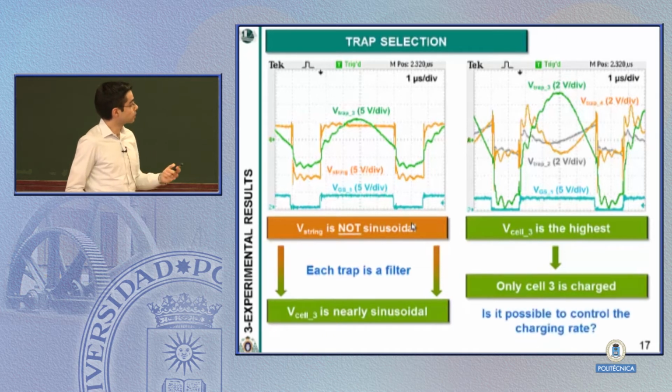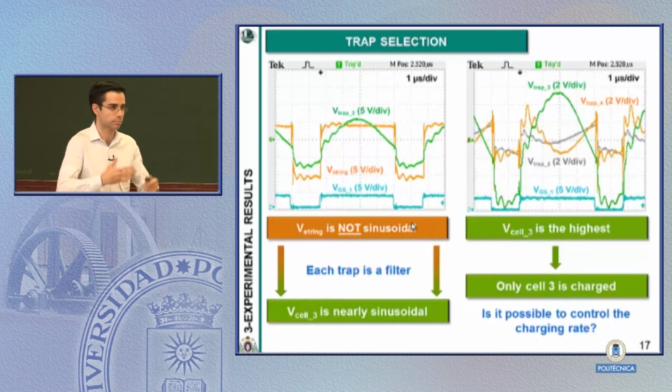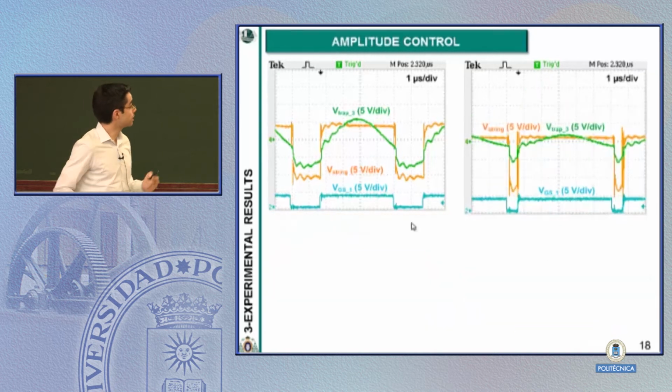Now the question is, okay, I can select the cell. I can say, let's charge cell 3 or cell 2 or cell 4 or whatever. But can I control the charging rate? That is the amount of energy that I inject in the cell every switching period. And the answer is yes.